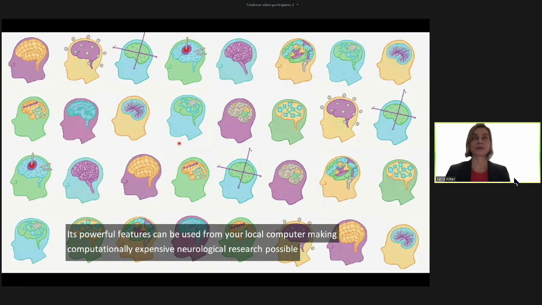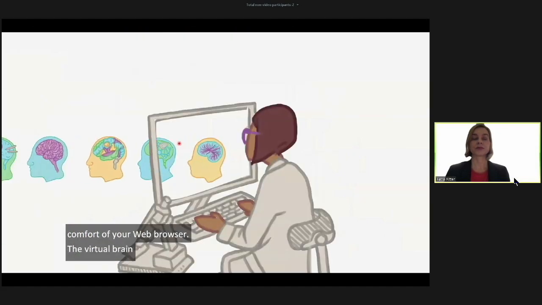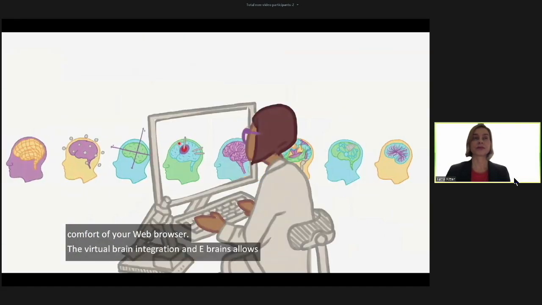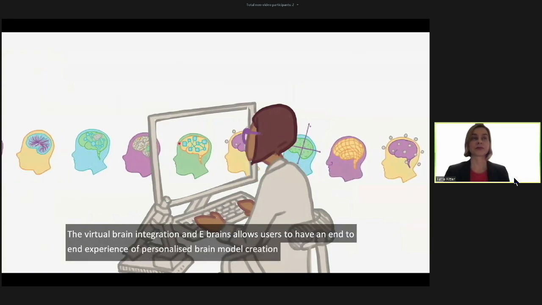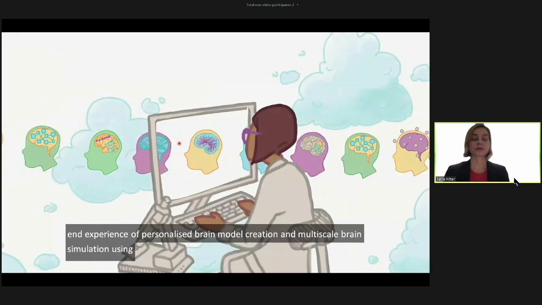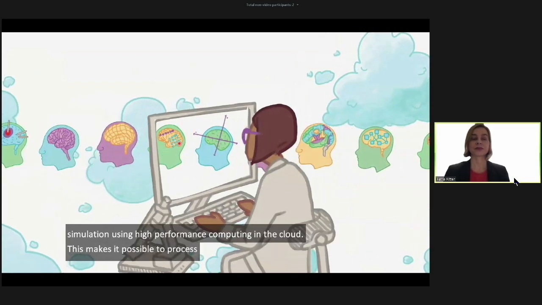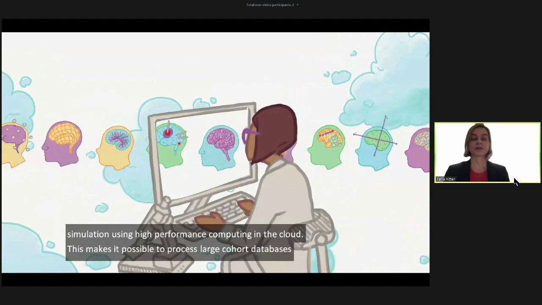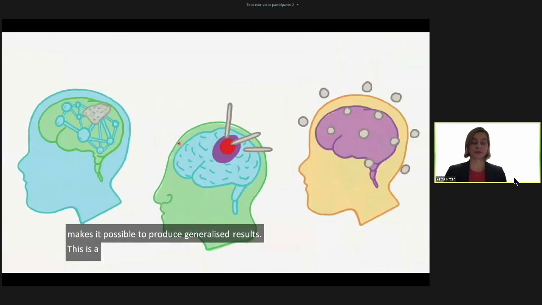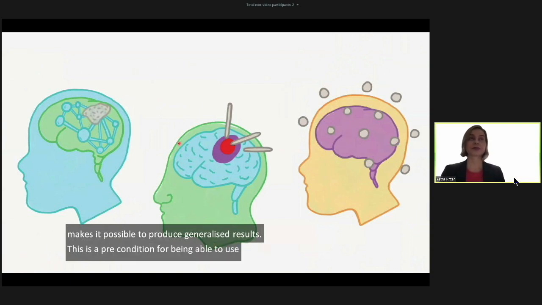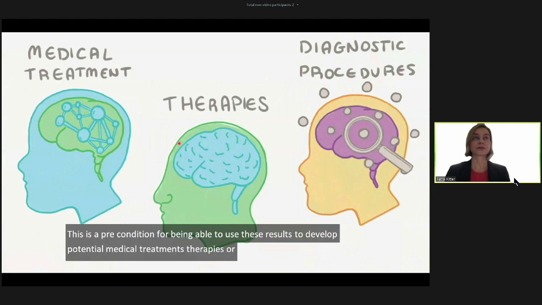Its powerful features can be used from your local computer, making computationally expensive neurological research possible from the comfort of your web browser. The Virtual Brain integration in EBRAINS allows users to have an end-to-end experience of personalized brain model creation and multi-scale brain simulation using high-performance computing in the cloud. This makes it possible to process large cohort databases, which in turn makes it possible to produce generalized results. This is a precondition for being able to use these results to develop potential medical treatments, therapies, or diagnostic procedures.